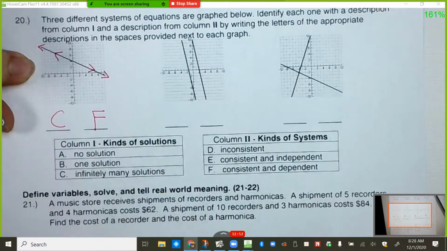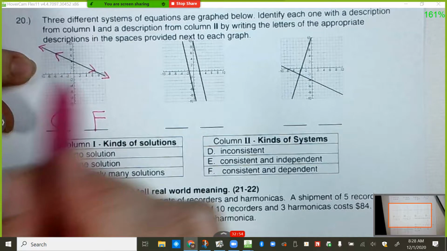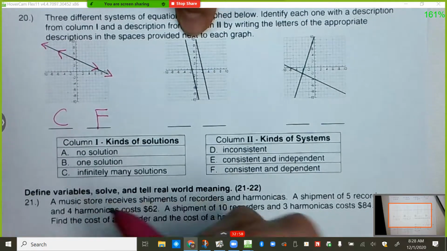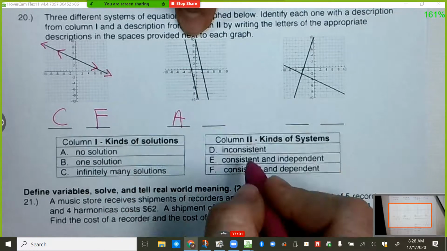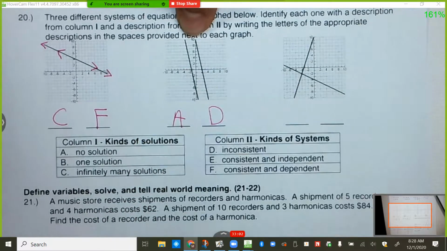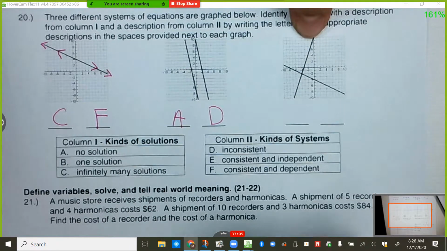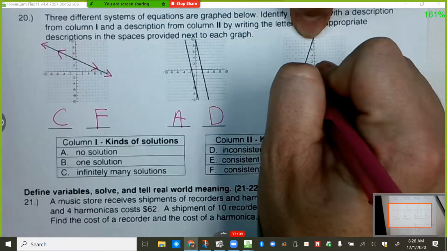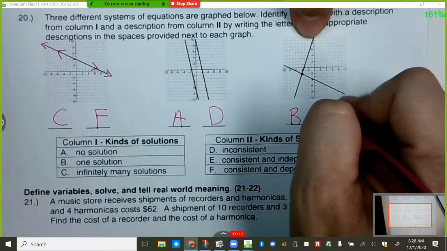Consistent because it has a solution, and dependent because they're all solutions. Now this one has no solution, and it's inconsistent because there's no solutions. Here has one solution because it touches one time, and therefore it's independent and consistent, which is E.